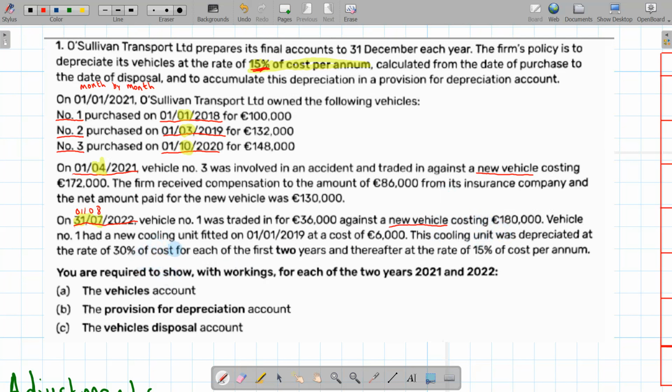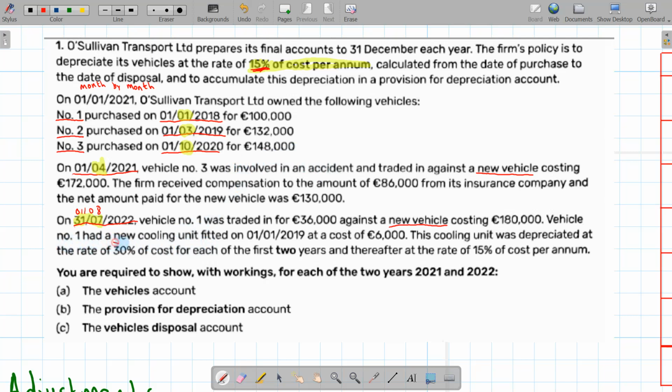Vehicle number 1 had a new cooling unit fitted on the 1st of 1st, 2019 at a cost of 6,000. This cooling unit was depreciated at the rate of 30% of cost for each of the first 2 years, and thereafter at the rate of 15% of cost per annum. We get a trick like this in every question. It's like an upgrade. Whenever we have an upgrade, that's going to be associated with our fixed assets. So it's increasing the value of our van, increasing the value of vehicle 1.